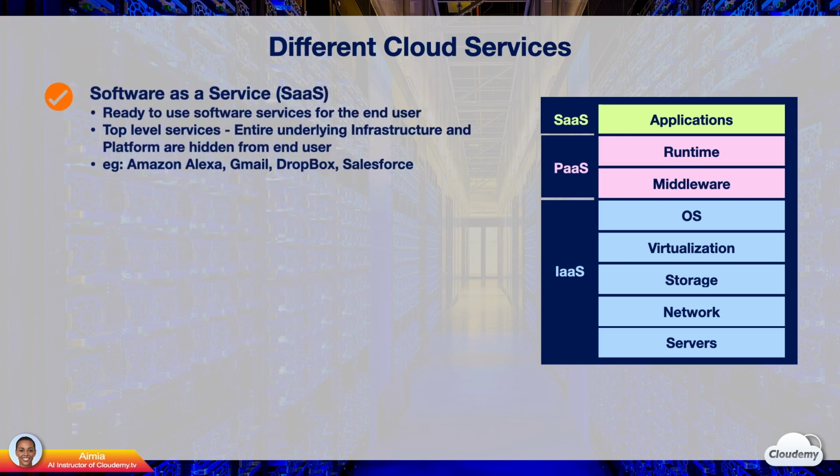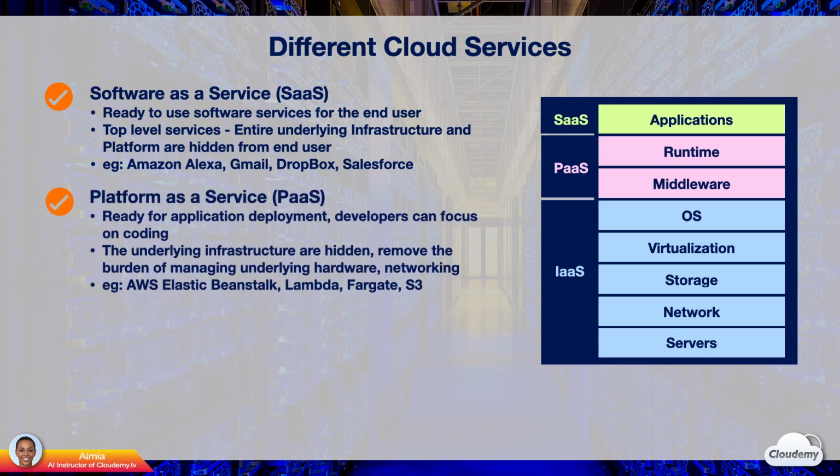So SaaS is the software service in the cloud, ready to use for the end user. The end user cannot see the underlying platform and infrastructure. For instance, services like Amazon Alexa, Gmail, Dropbox, Salesforce are SaaS.